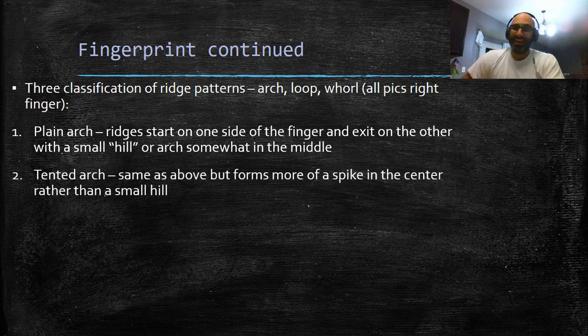Then you have what is called a tented arch. Tented arches form more of a spike, or it looks like a tent where maybe you just got the first pole in the middle of the tent and it's sticking straight up.